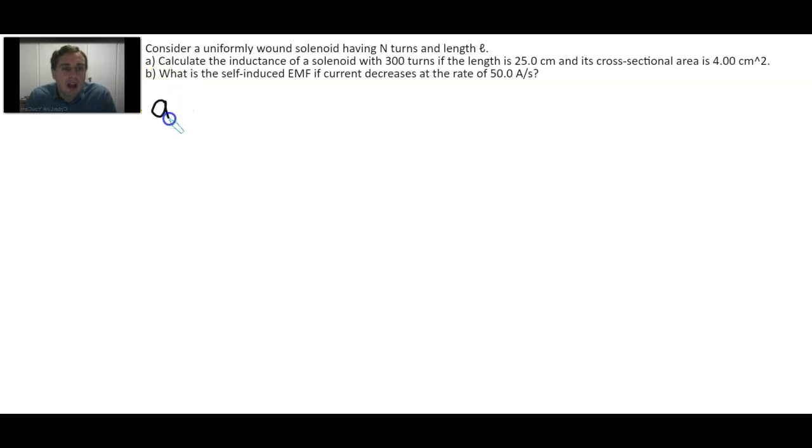Well, in part A, I think the first thing we need is the inductance of the solenoid. So the inductance of the solenoid, this is the symbol for inductance, is going to be mu naught, that's the permeability of free space, times n squared, that's the number of turns squared, times the cross-sectional area divided by the length of the solenoid. Now, in order to calculate this problem, I think we need to have everything in SI units, so let's make sure we do that. So n, we know that's 300 turns, and that's unitless.